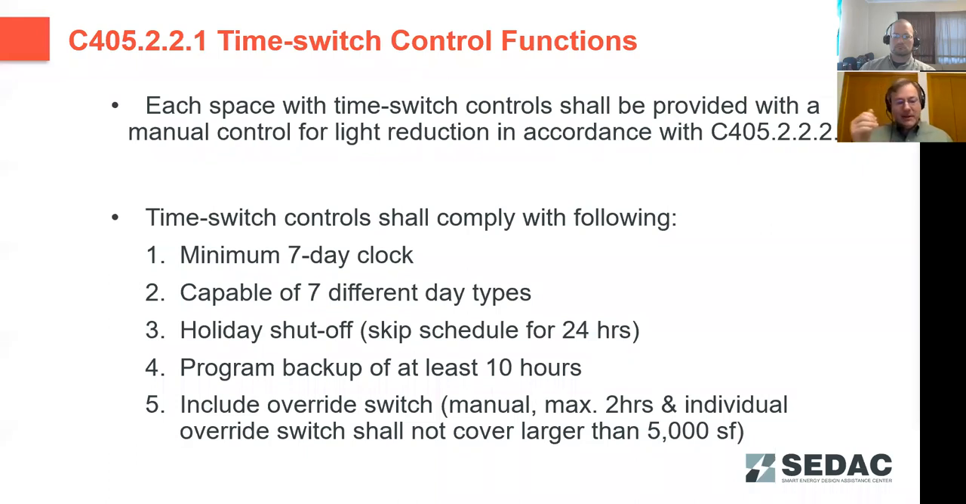Something else that is a little less common to see as far as when you're specifying time switch controls, but needs to be in there, is a holiday shutoff, which tells the system to go ahead and skip the schedule for the next 24 hours. And we're going to just skip a day and move on to the next day. And then the last one is an override switch that cannot override for more than 2 hours.